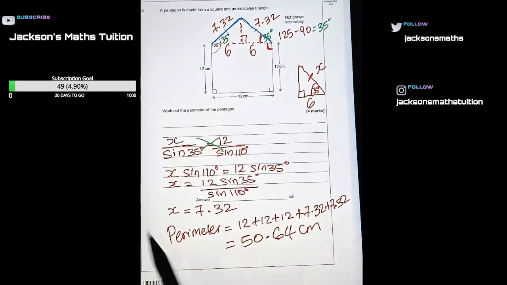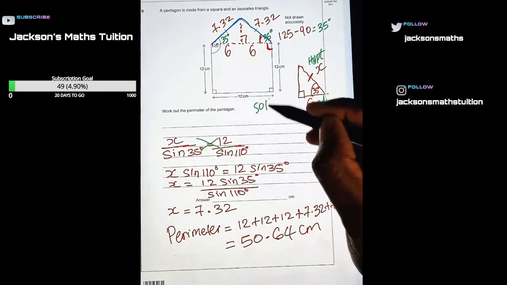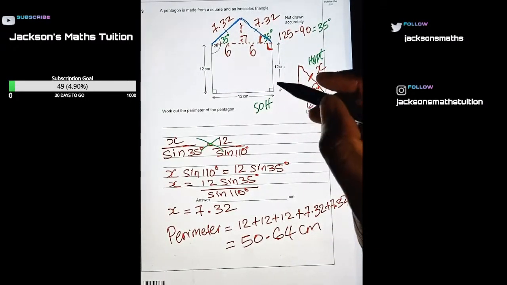So you're going to label the sides using the SOHCAHTOA. So the angle is here, 35. x is going to be your hypotenuse, and 6 is going to be your adjacent. So the one that you're using, if you're using SOHCAHTOA, is going to be adjacent over hypotenuse, which is cosine.